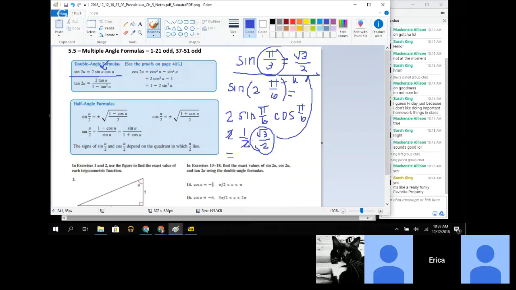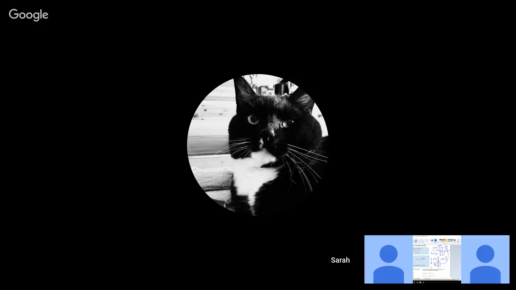So again, it's another way of, if you don't know the exact value on your unit circle for an angle, then you can break it down into adding 2 angles together or subtracting 2 angles. Or if it's double an angle or half of an angle, you can use any of these formulas here. Okay, so it's another plug-in, use your unit circle to figure it out.